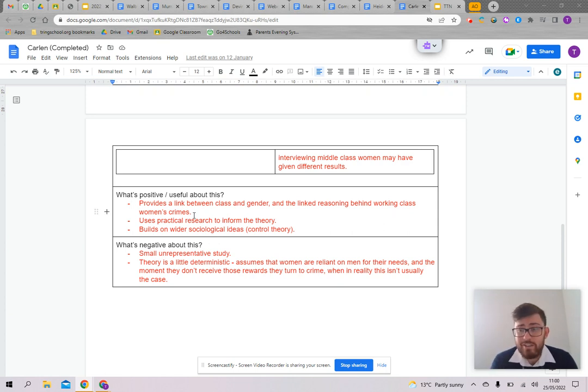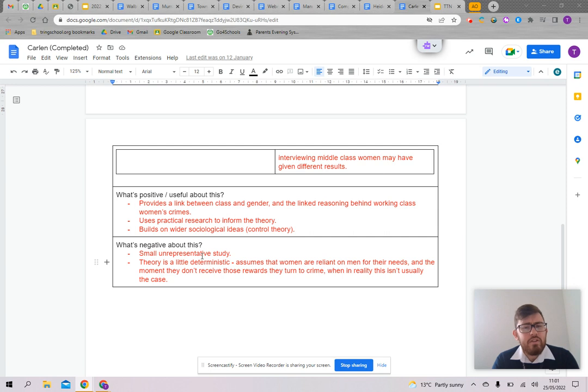Now, one thing that Carlen does do, and I've already talked about this, is she provides a link between class and gender, which actually not many other sociologists do. So if they're a feminist, they focus on gender, typically. If they're a Marxist, they focus on class. There's not really many sociologists who integrate both. So that's always a good thing. She does use practical research, although there are a few problems with it, which a lot of sociologists actually don't do. And also, it builds on wider sociological ideas. So things like control theory. So I mentioned that before. That's not her idea. She's using someone else's idea to form her own.